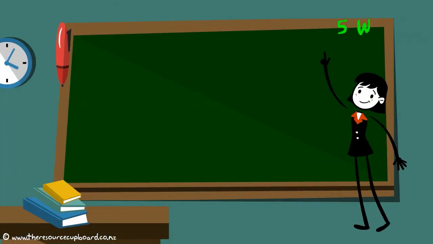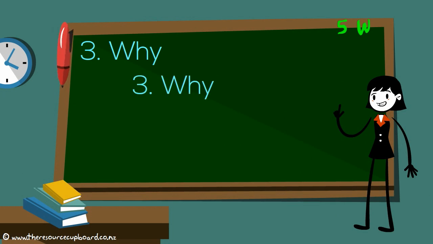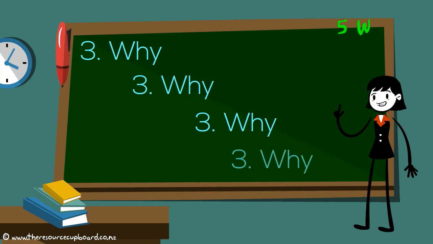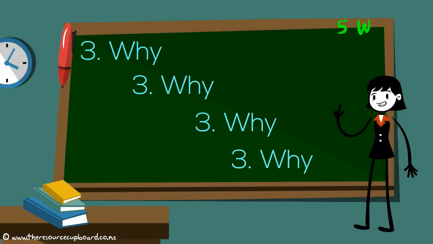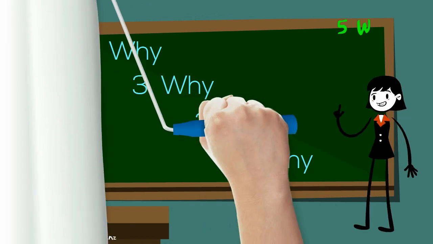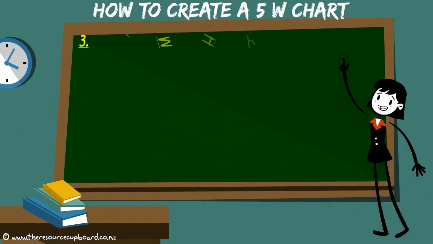The third W, why. Because it's the third W, which is the one that comes after the second W. That's why. Record on your 5 W's chart why it happened, or why the story was written, or why the article was written, or why what is happening in the article is in fact happening, and other such why things like that.